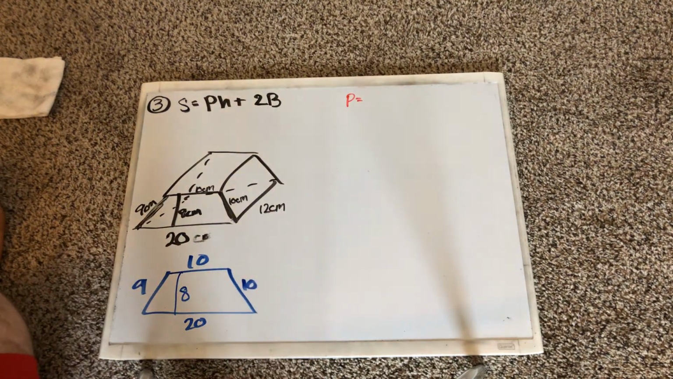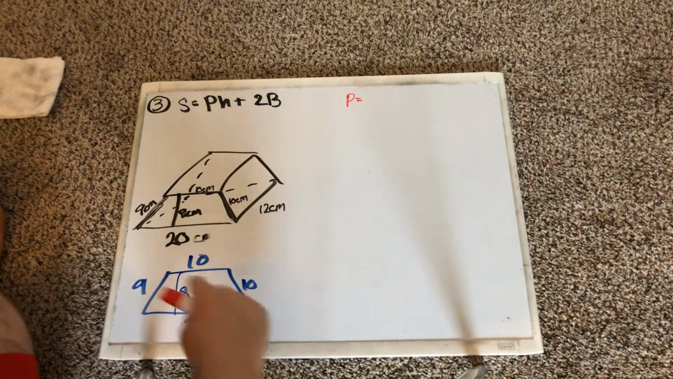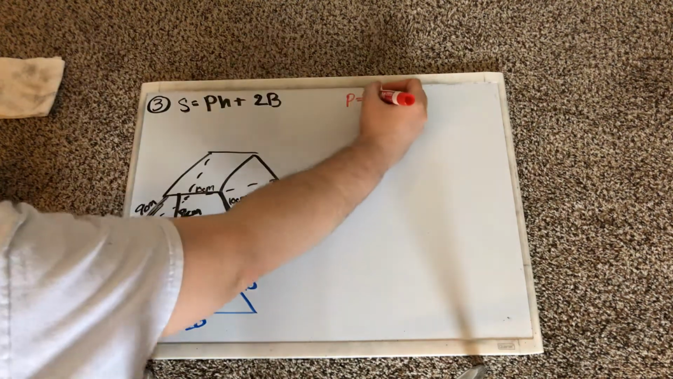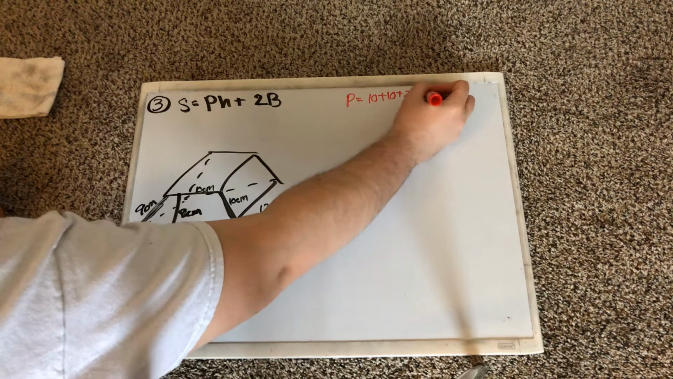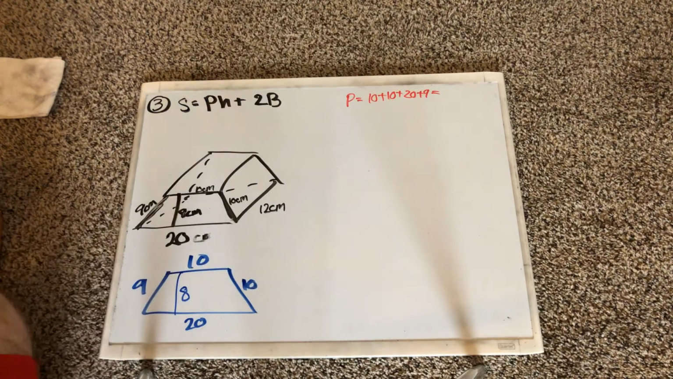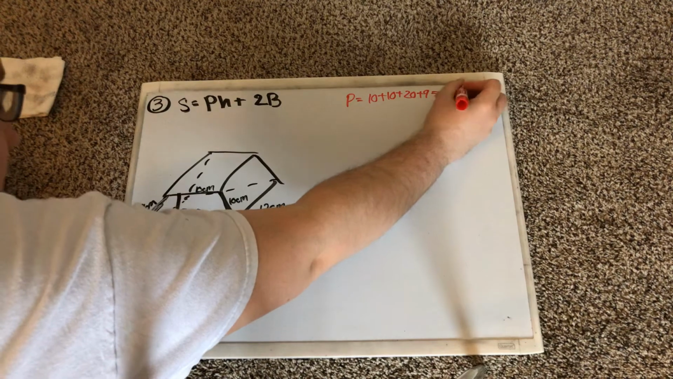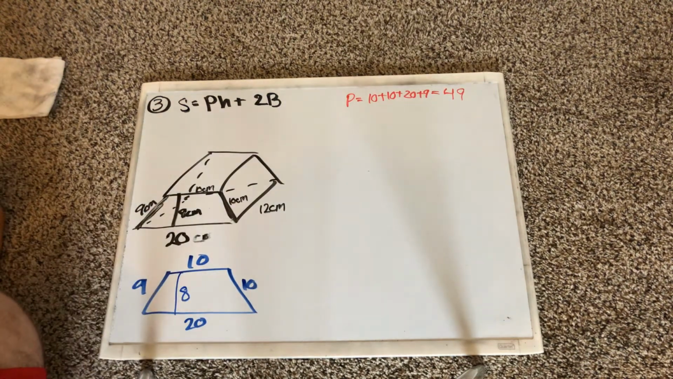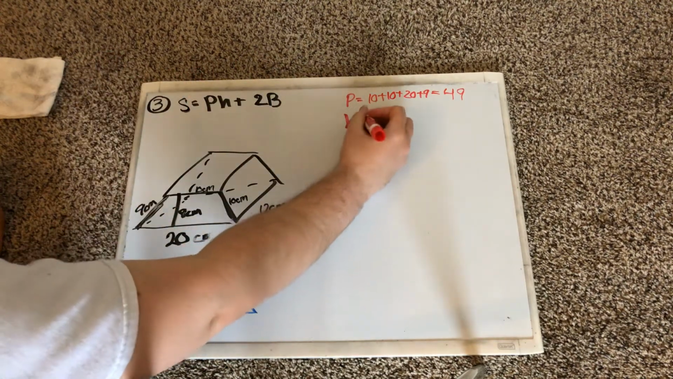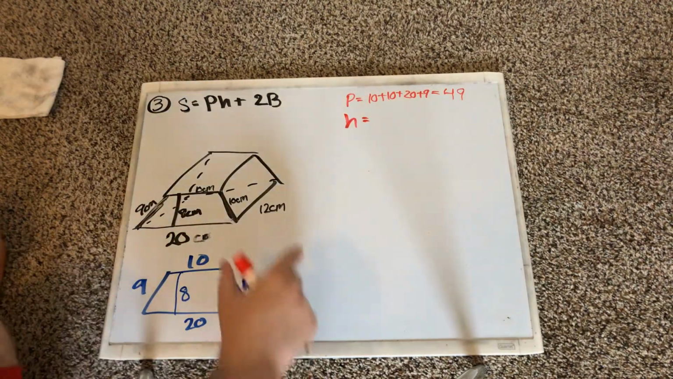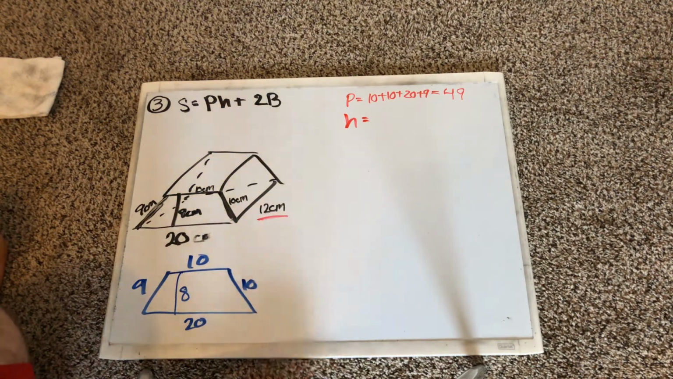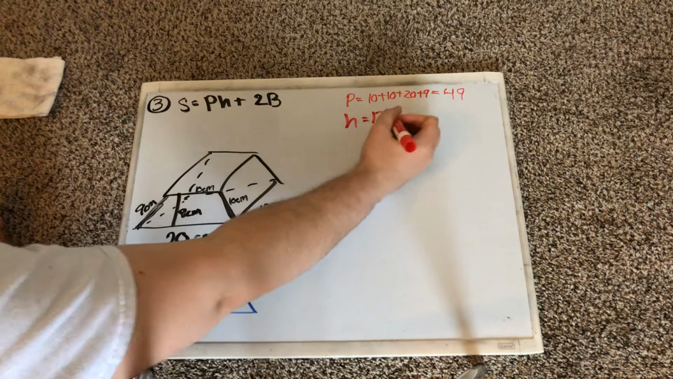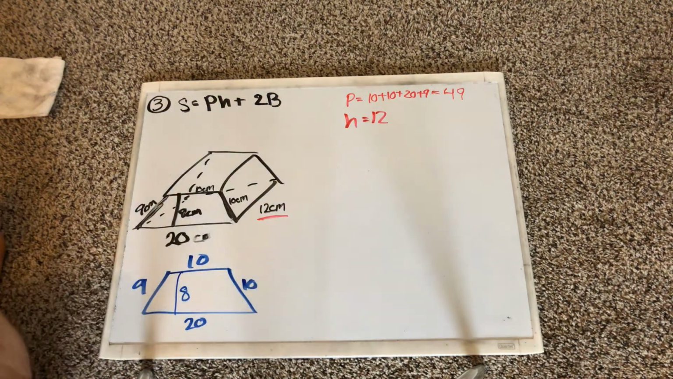We're going to go 10 plus 10 plus 20 plus 9, which comes out to be 49. That was easy. Okay. If I'm looking for the height of the base, height is really just the distance between the two bases. I have a base here and a base over here. Right here, it's 12.